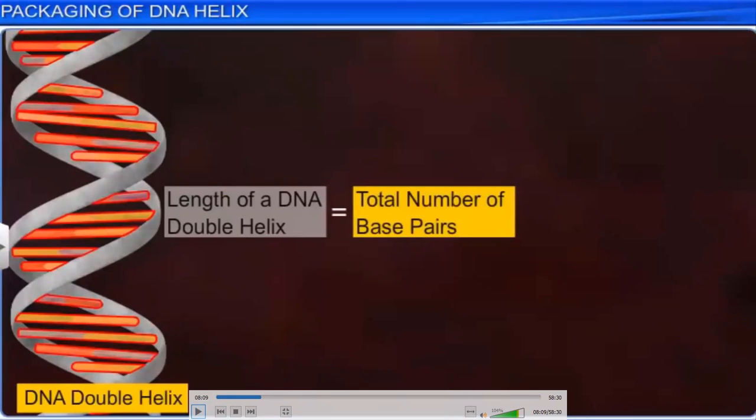Anybody want to ask anything on it? Else, we have to move on to the next topic, that is the packaging of DNA in the cell.